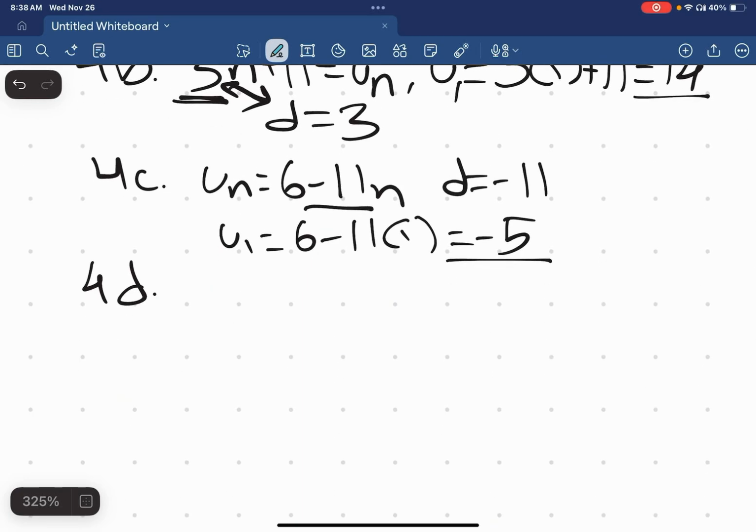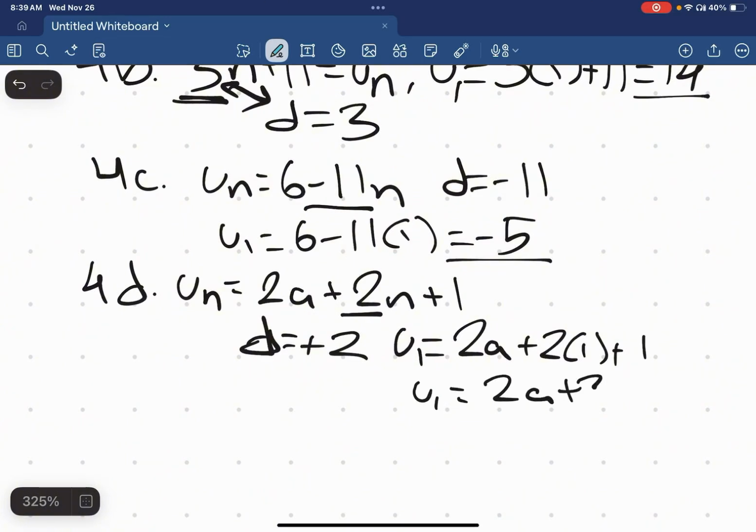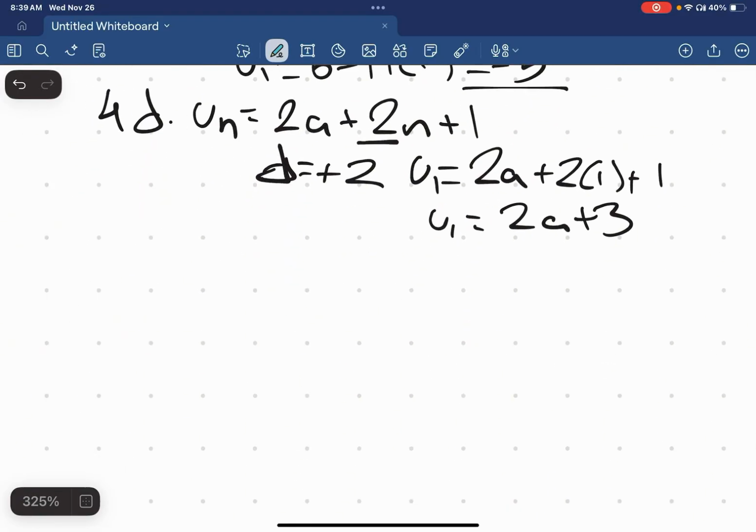For D, I'm going to end up having un equal to 2a plus 2n plus 1. As we said earlier, anything that n is getting multiplied by is going to be our difference, so it's going to be 2 this time. And to find our first term, once again, just plug in all the numbers, and we know it's going to be equal to 2a plus 3. Simple as that. Let's go on to number 5.